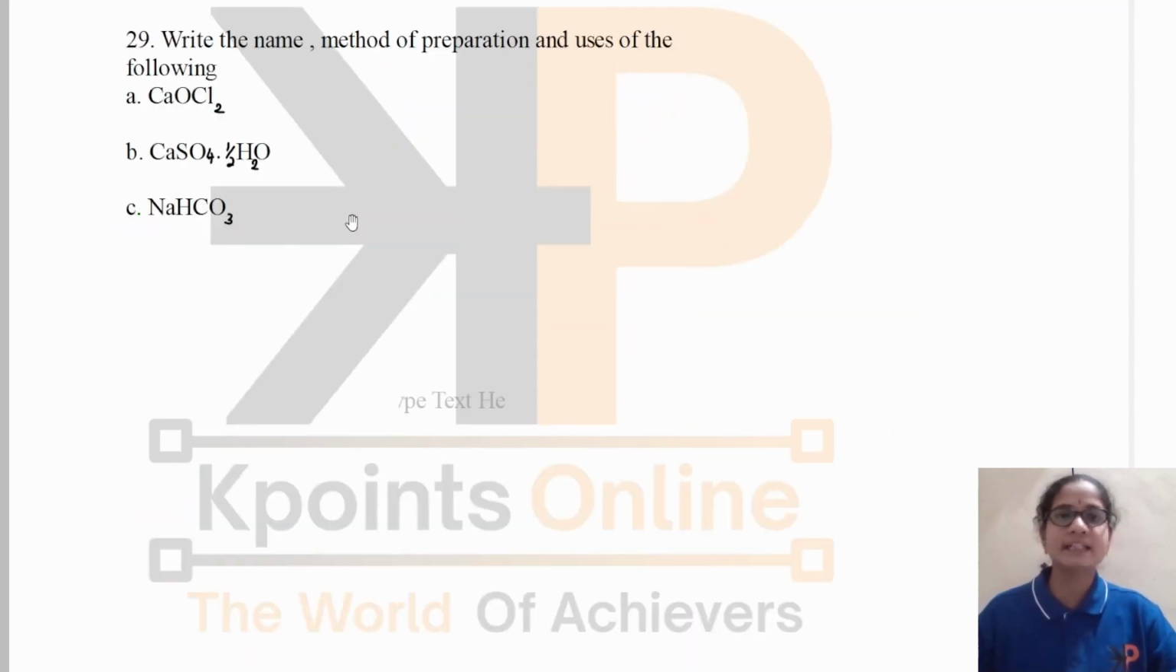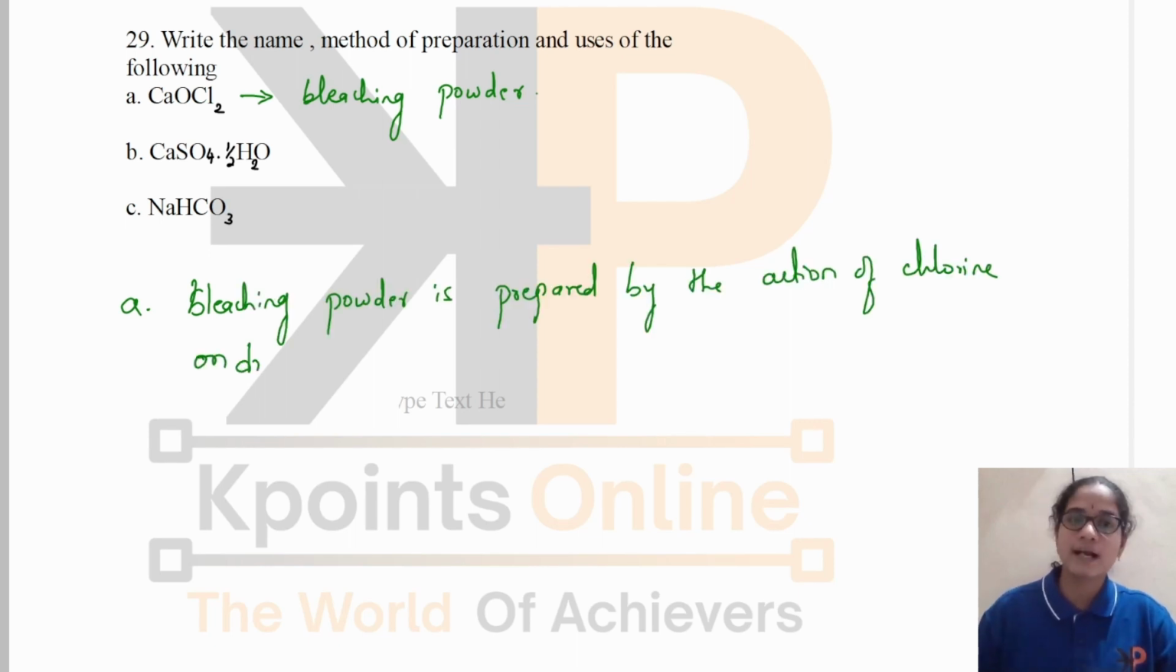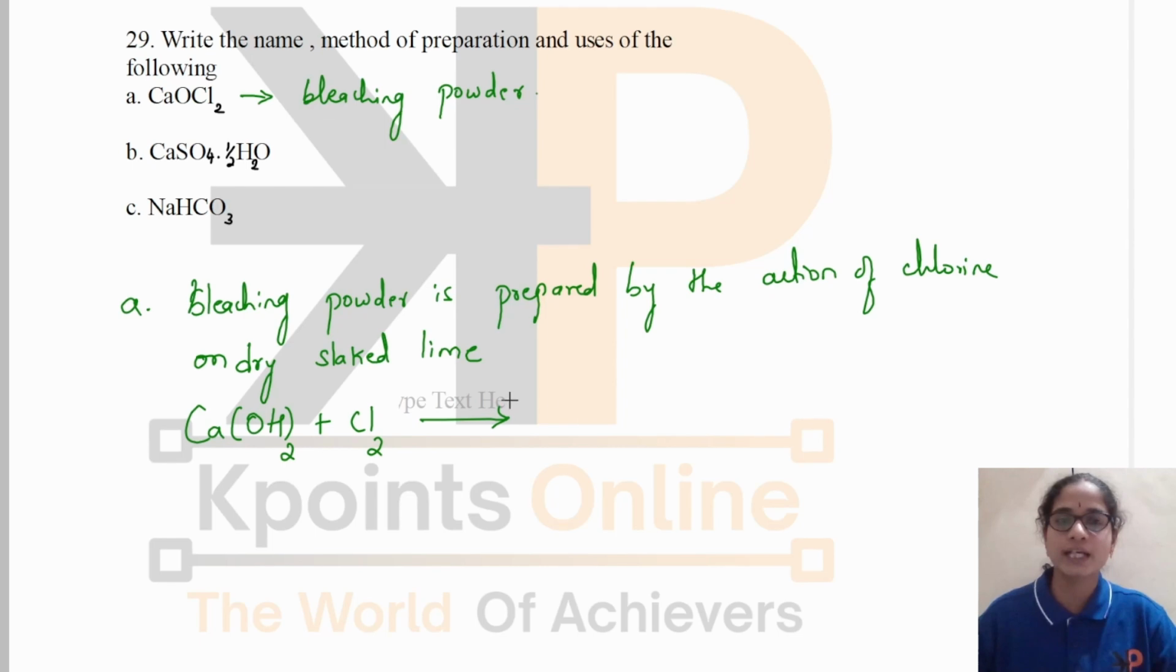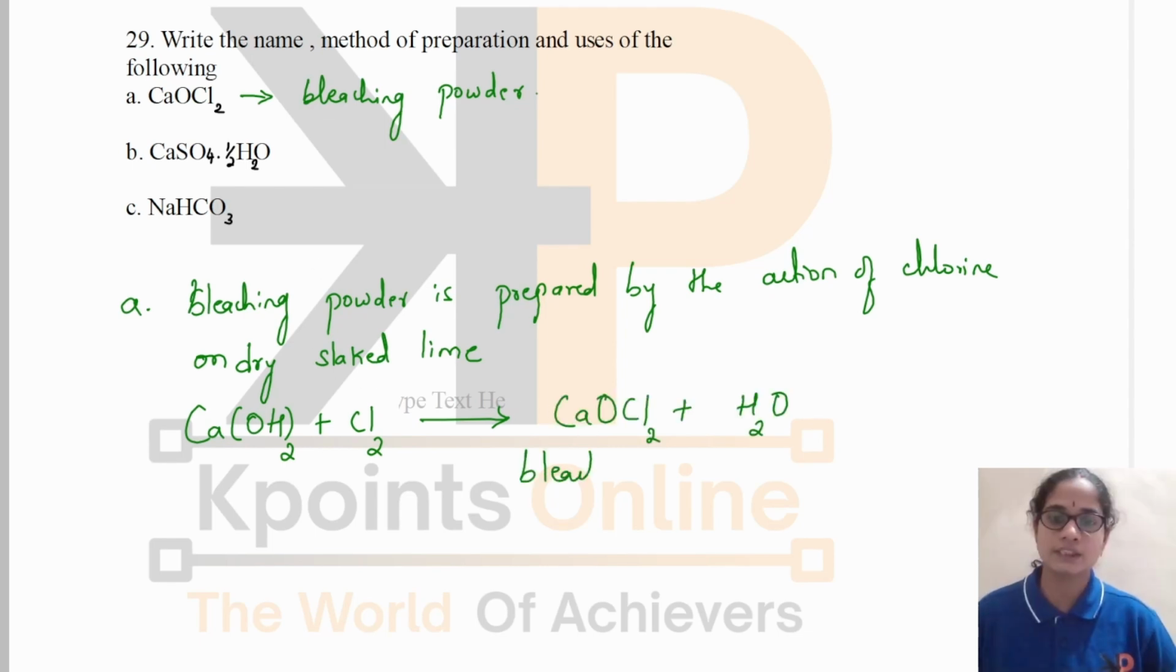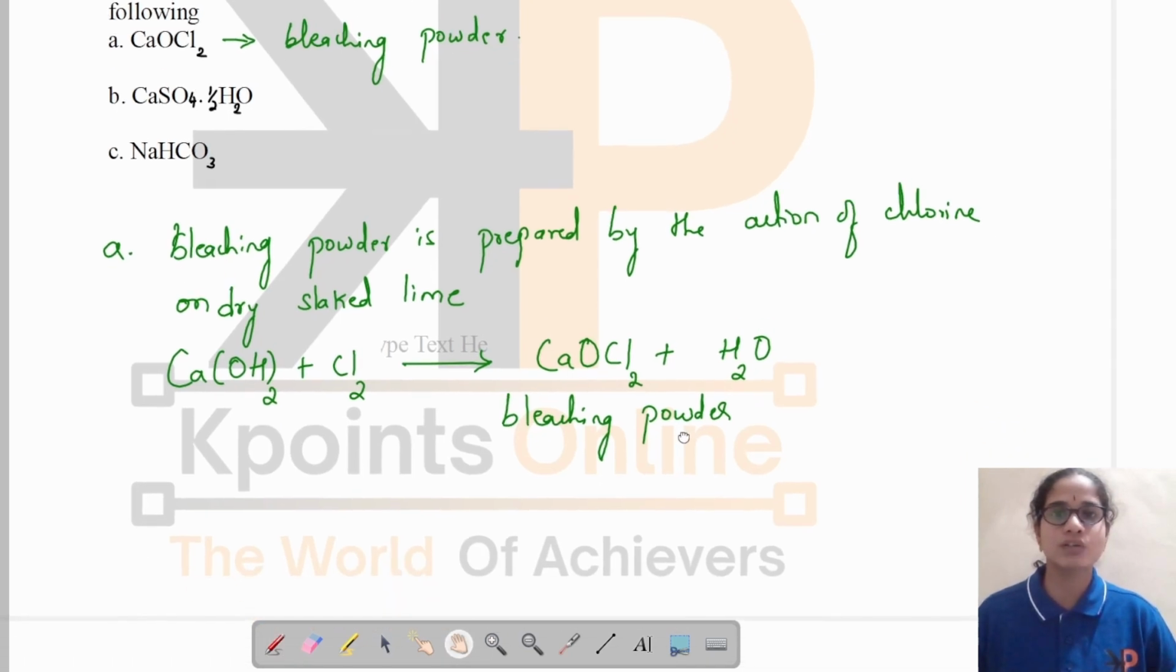Okay. Next, write the name, method of preparation and uses of the following. It is also a very easy question. This is, we know, bleaching powder. Let us write the method of preparation for bleaching powder. We know that bleaching powder is prepared by the action of chlorine on dry slaked lime. How does this form? When dry slaked lime is taken and it is made to react with chlorine, we get bleaching powder. This is bleaching powder. And also they have given that we have to write the uses of the following.